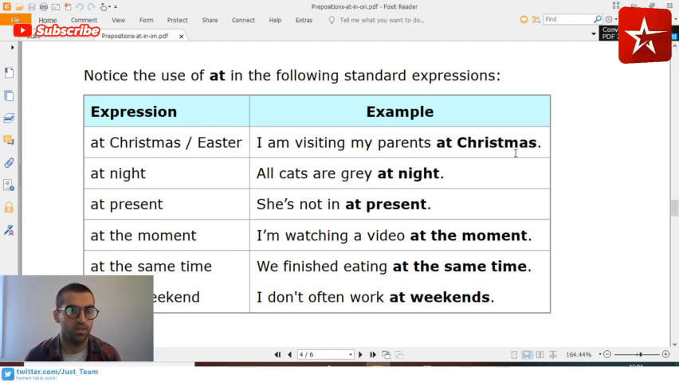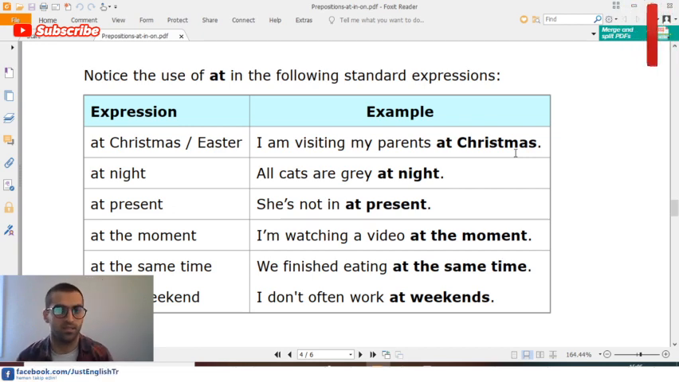At present. At the moment, I am watching a video at the moment, like you, like my students. They are watching a video. They are watching me at the moment from YouTube. YouTube'dan şu anda bizi izliyorsunuz. You are watching us at the moment. At the same time, like we finished eating at the same time. Biz yemeği aynı zamanda bitirdik.